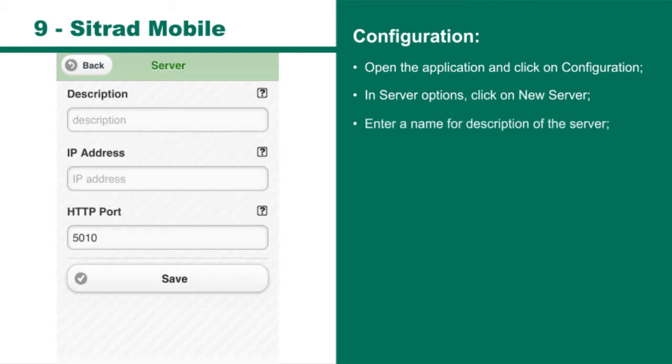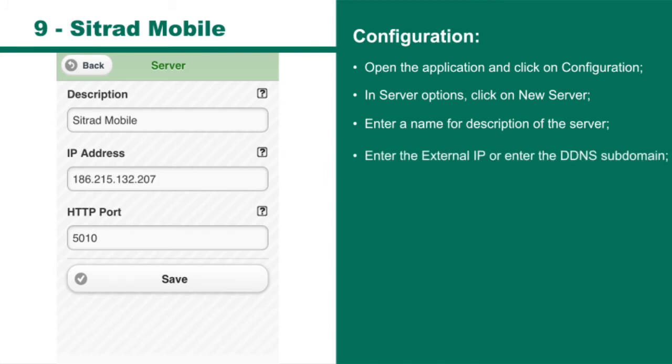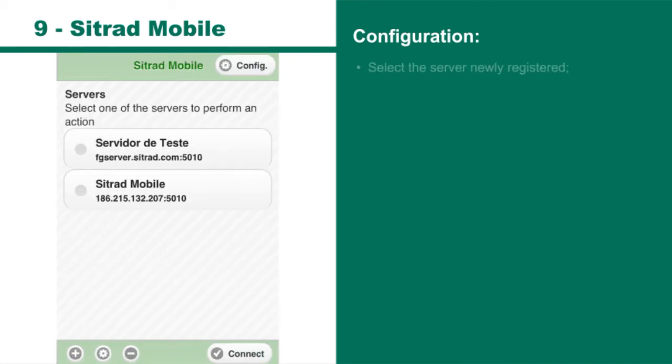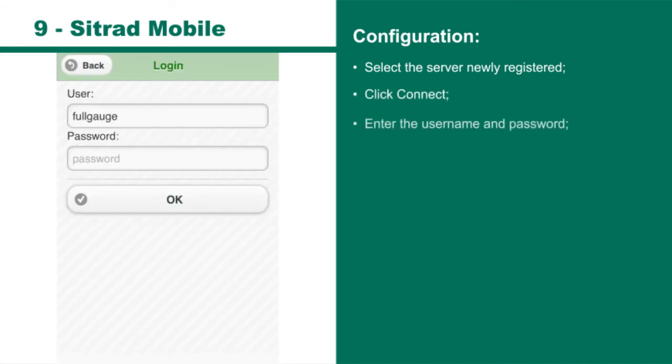Enter a name for description of the server. Enter the external IP in case you have static IP, or enter the DDNS subdomain. On port, maintain 5010. Connection of the remote is similar to the connection of mobile. The only difference is the port. Click Save. Back to the home screen, select the server newly registered and click Connect. Enter the username and password you created earlier on Sitrad Local and used on Sitrad Remote, then click OK.